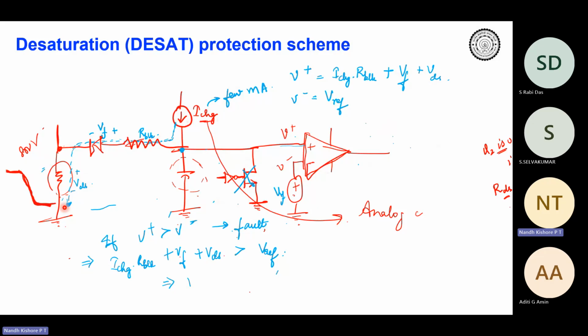But you understand, right? Your V plus is I charge into RBLK plus VF plus VDS. So Ravidas, is this fine?